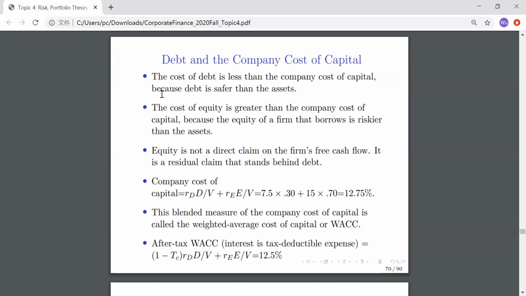And again, it's because debt is safer than the assets. Basically, cost of equity is also greater than the cost of capital because equity is riskier than the assets. Right? And of course, equity is not a direct claim. It is the residual claim that stands behind debt. So later when we talk about capital expenditure, we will say that shareholders, the equity holders, are the residual holders. They have the residual rights, right? But the creditors, the debt holders, they have the first right to the company when a company goes bankrupt.